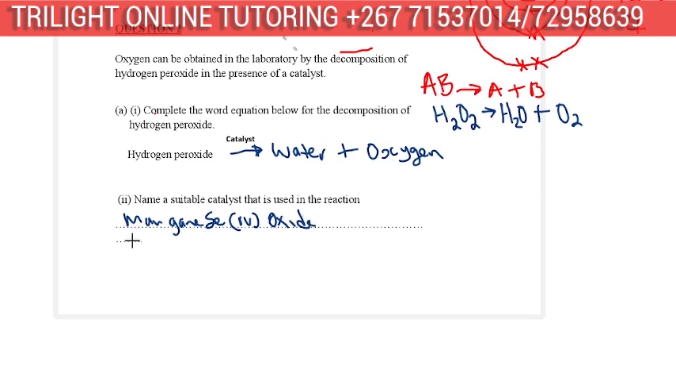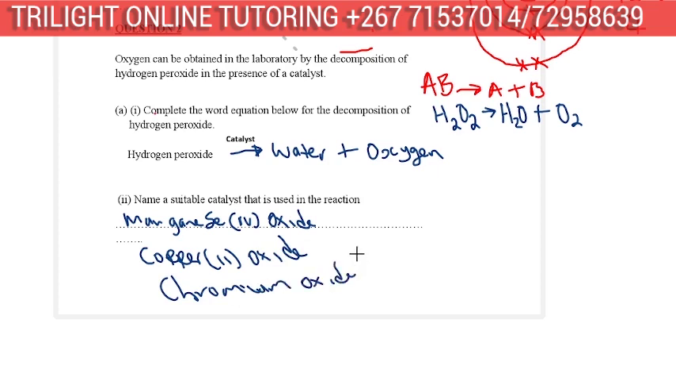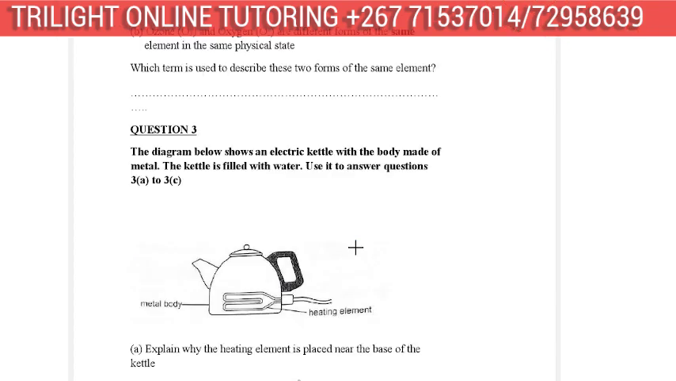We can have copper(II) oxide. What else can we use? I think we can also use chromium oxide. Let me look for the last part, which is B.